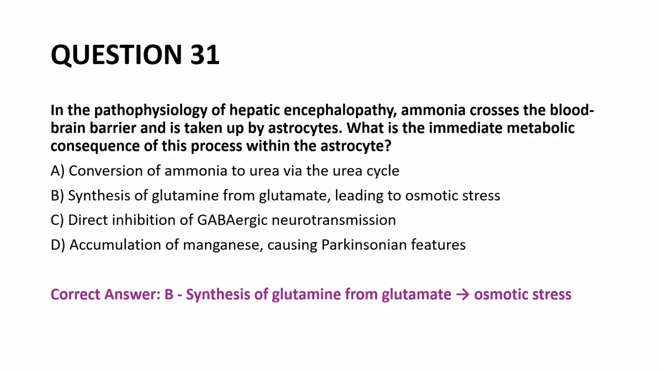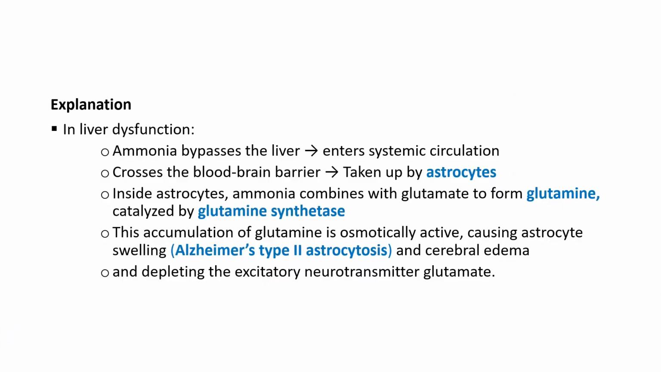The correct answer is synthesis of glutamine from glutamate leading to osmotic stress. In liver failure, ammonia bypasses detoxification and enters the systemic circulation. It crosses the blood-brain barrier and is taken up by astrocytes. In the astrocytes, ammonia combines with glutamate to form glutamine, catalyzed by glutamine synthetase. Glutamine is osmotically active, causing the astrocyte to swell and cause cerebral edema. This also depletes glutamate, reducing excitatory neurotransmission.